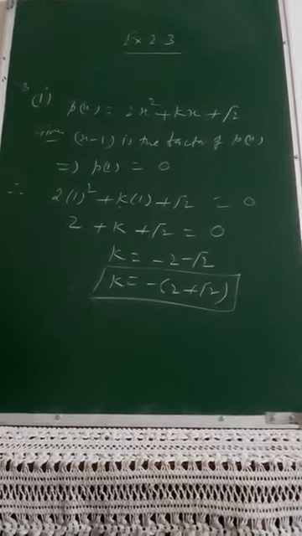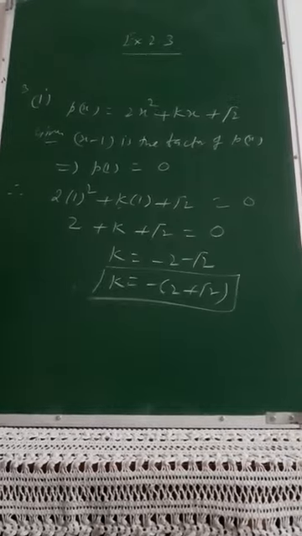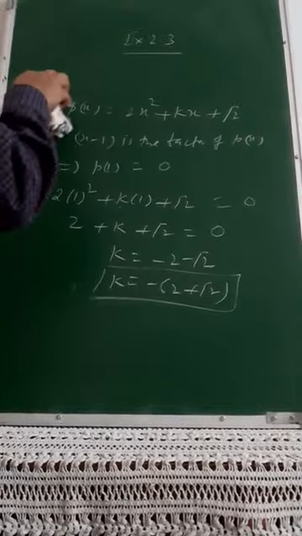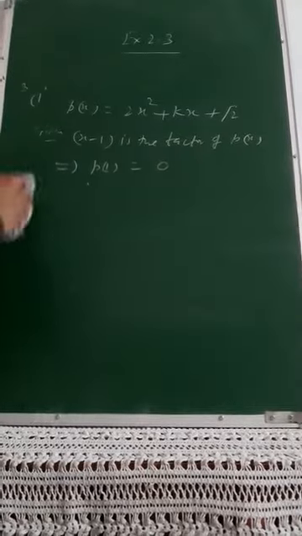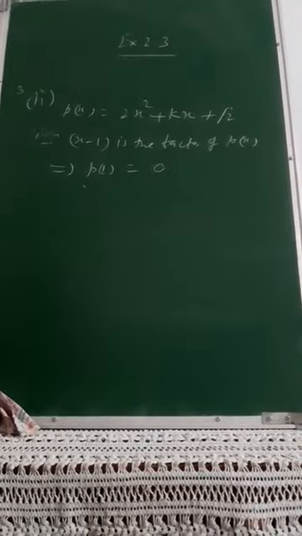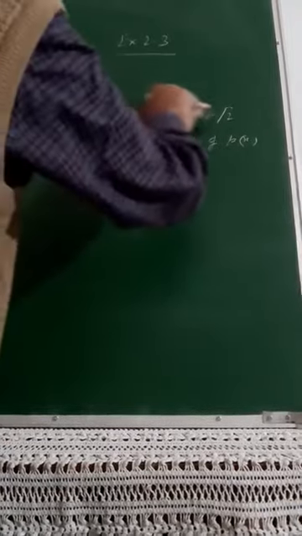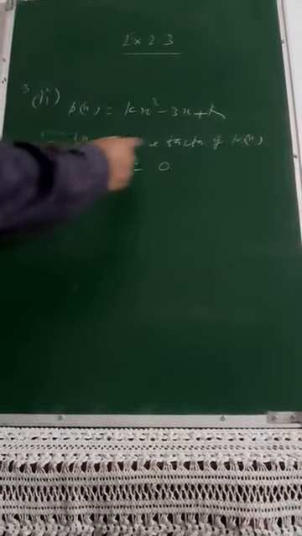And then randomly I am picking one more part for you. Suppose I am picking the third part of the same. Second you can try on your own. So in the third part, again I have to particularly check whether P(1) is equal to 0 or not. But now the polynomial is kx square minus 3x plus k. It is given kx square minus 3x plus k. For this polynomial, I need to check whether x minus 1 is a factor of this.